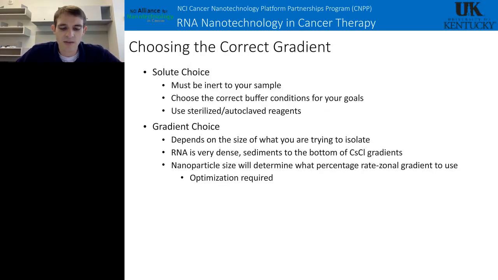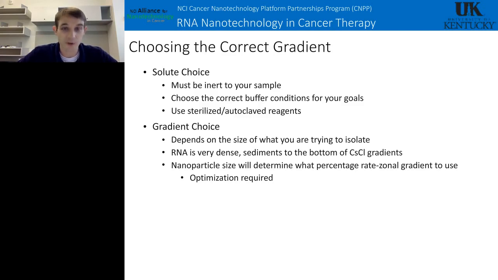Now I'm going to talk a little bit about choosing the correct gradient. It's relatively important, and this can probably be one of the most difficult parts of the ultracentrifugation process: choosing the gradient you're going to use. First you need to decide what kind of solute you want to use. The solute needs to be inert to your sample and must have no interaction with your sample, or else that could cause degradation, or it could change its sedimentation rate based on these interactions, and you wouldn't know that until after you did it.